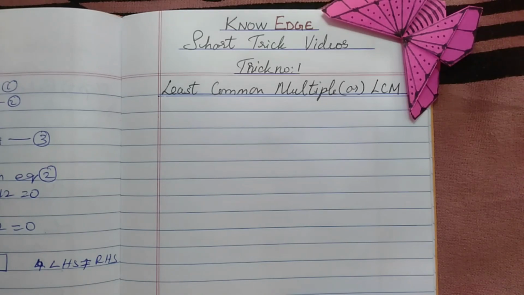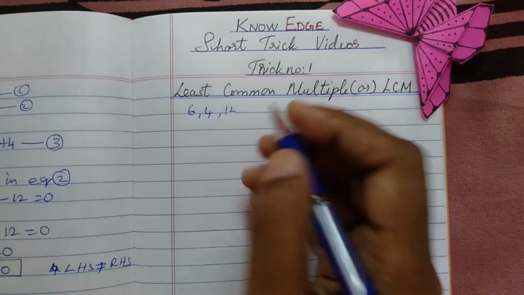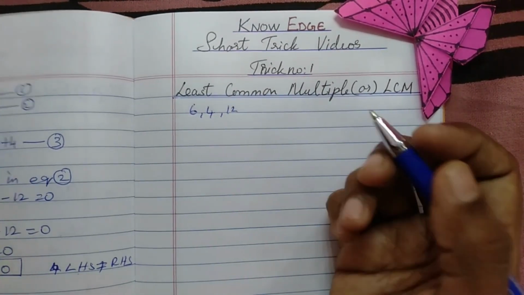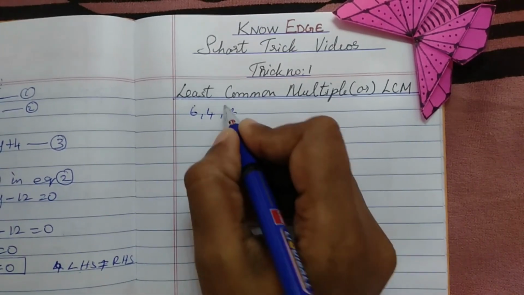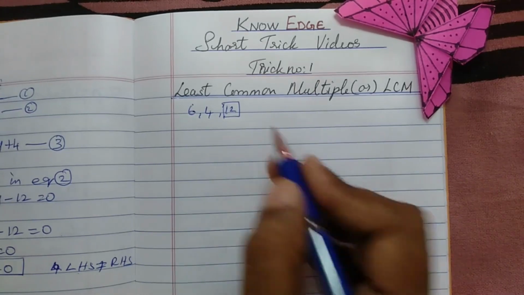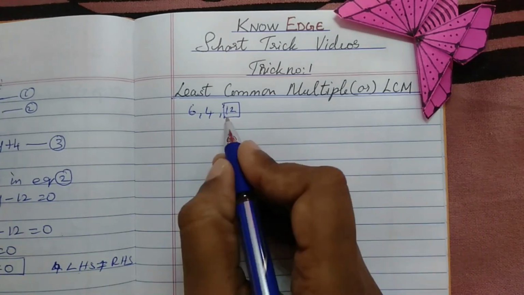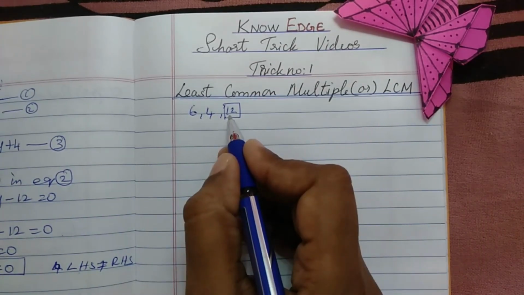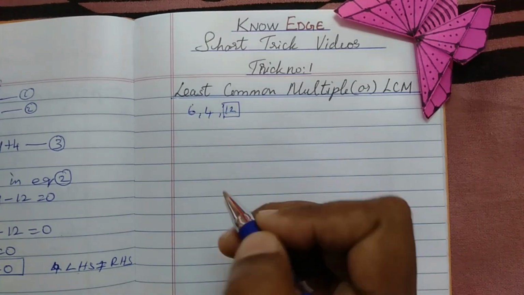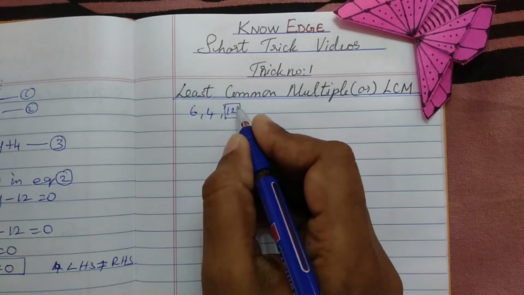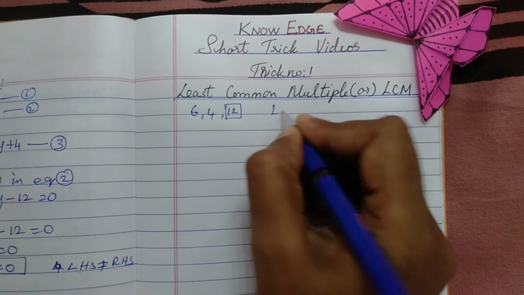First I have a set of numbers: 6, 4 and 12. Now the first step to find the LCM is that you have to take the greater number out of these three. Here the greater number is 12. Next, you have to divide this 12 by the other two numbers. First let's try with 6. 6 2s are 12, so 6 divides 12, and then 4 3s are 12, so 4 also divides 12. Since this number is divisible by both 6 and 4, the LCM is 12.